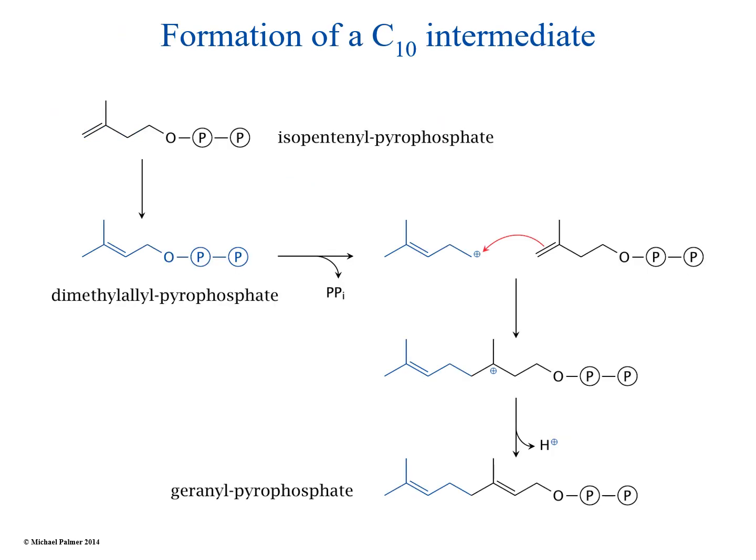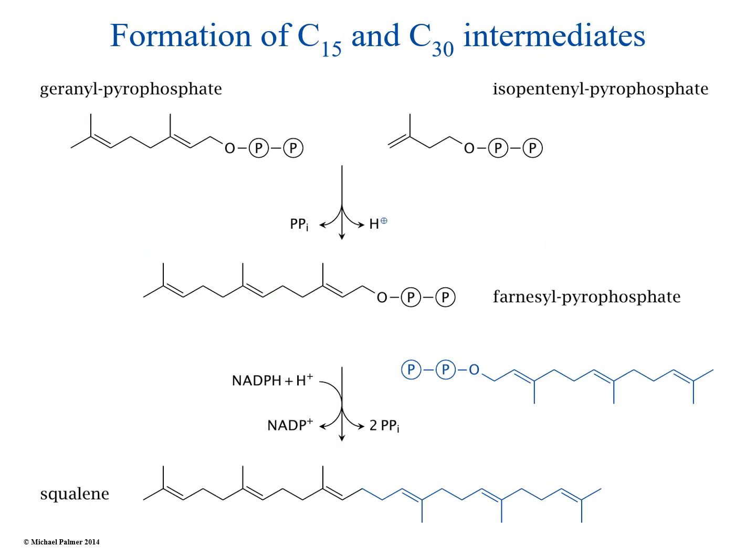This isopentenyl pyrophosphate can be converted to dimethylallyl pyrophosphate. This dimethylallyl pyrophosphate is the source of 5 carbons. A coupling reaction produces geranyl pyrophosphate, which is the precursor for monoterpenes. Geranyl pyrophosphate can react with isopentenyl pyrophosphate to produce farnesyl pyrophosphate. Farnesyl pyrophosphate can give sesquiterpenes, and it can also undergo a coupling reaction to produce squalene.